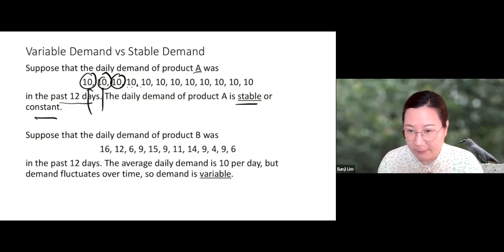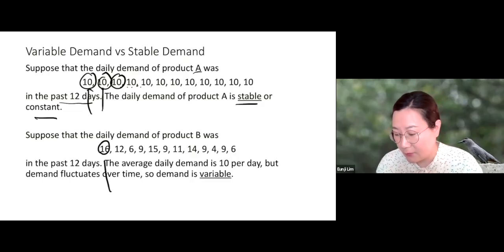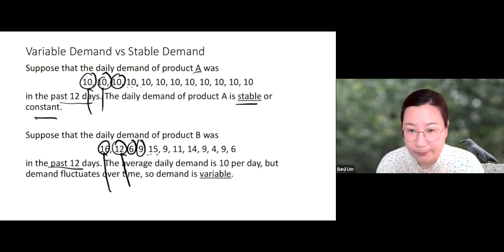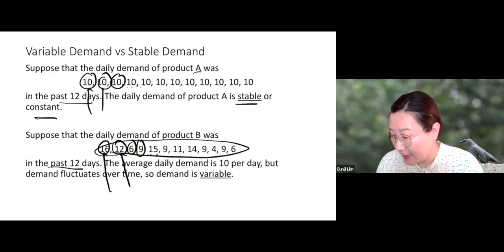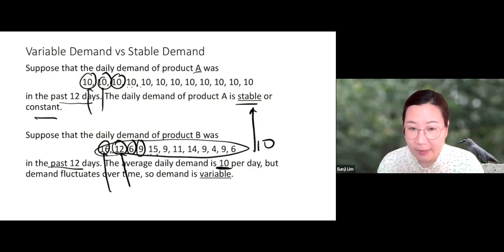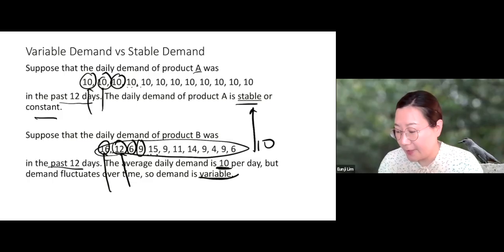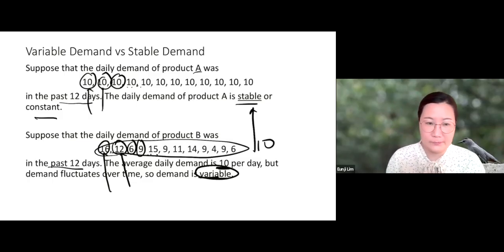That's what we mean by constant demand or stable demand. Now, on the other hand, suppose the daily demand of product B was 16. On the first day, it was 16. The second day, the demand was 12. The following day, 6, 9, etc. in the past 12 days. So if you average these numbers, you get 10 per day. So the average demand is the same as before, but the actual daily demand varies from one day to another. So demand is variable. It fluctuates over time.